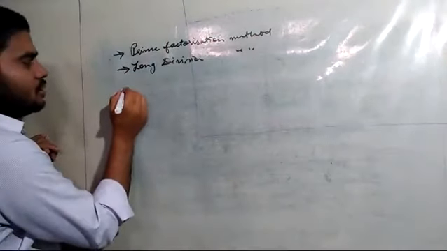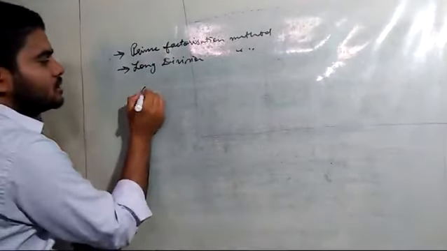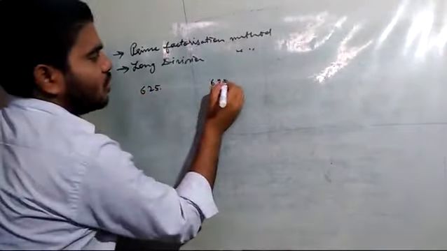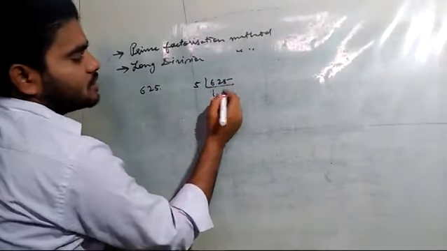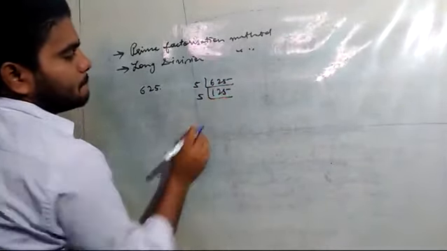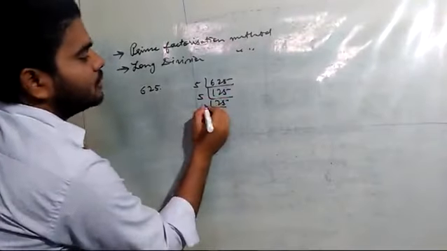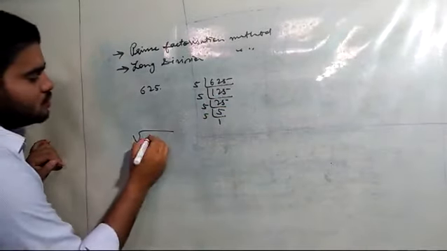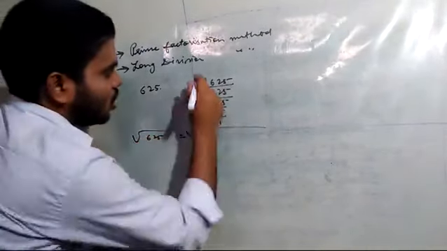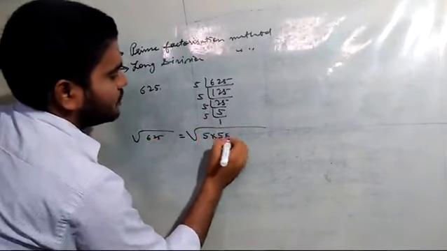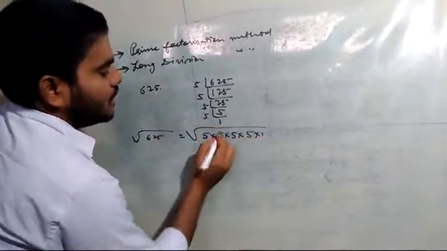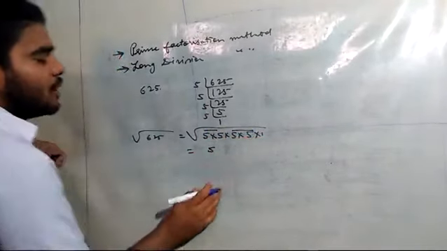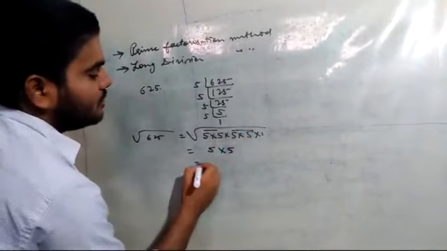Let's take an example using prime factorization. 625, we all know that it is a perfect square. Now the method we used to follow was: 5 ones are 5, correct. Now we write root of 625 equal to root of 5 times 5 times 5 times 5, 4 times. Correct. We used to make pairs, and then 5 multiplied with 5 is 25.